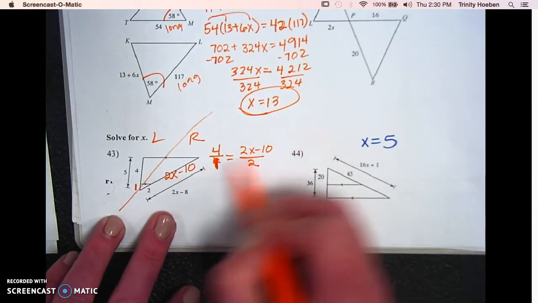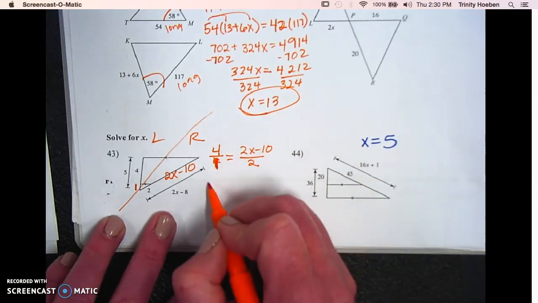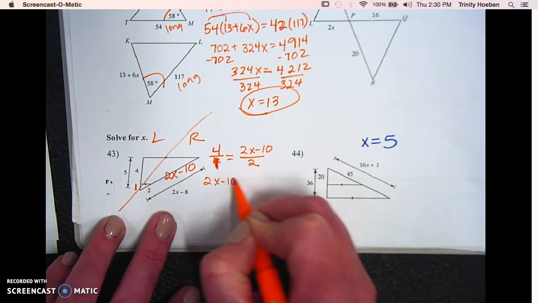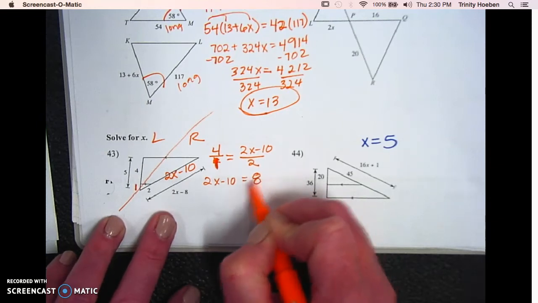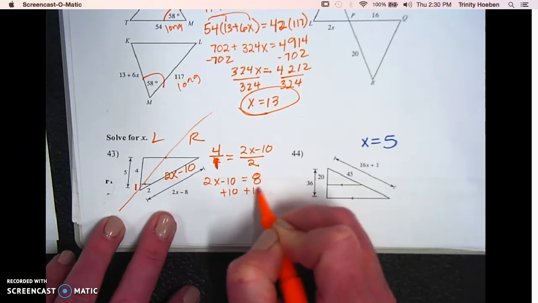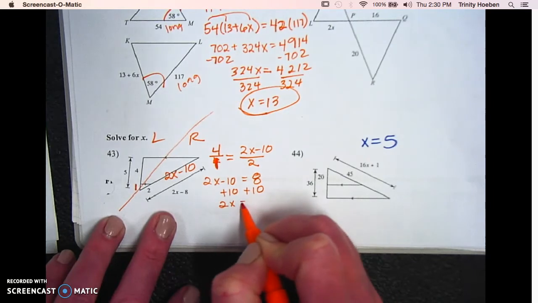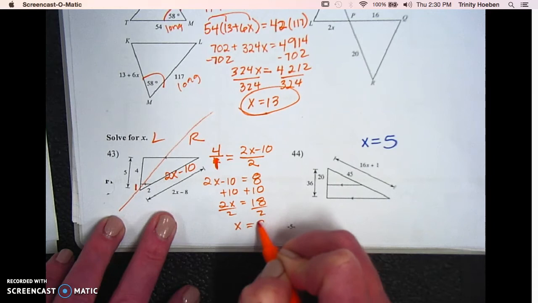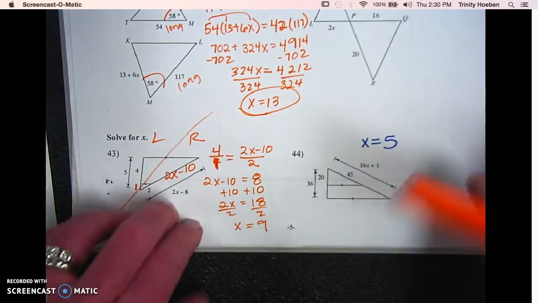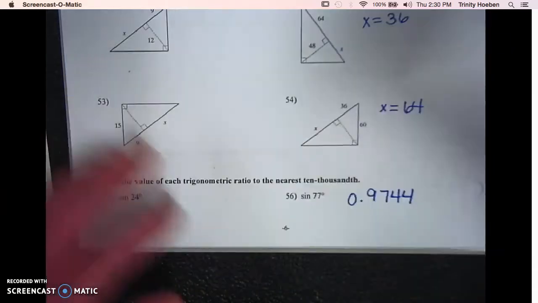I prefer my variable on the left, so I'm going to go this way first. And 1 times anything is itself, so we have 2x minus 10 equals 8. Add 10 to both sides, and we get 2x equals 18. Divide both sides by 2, so x should be equal to 9. Heading over to page 6.